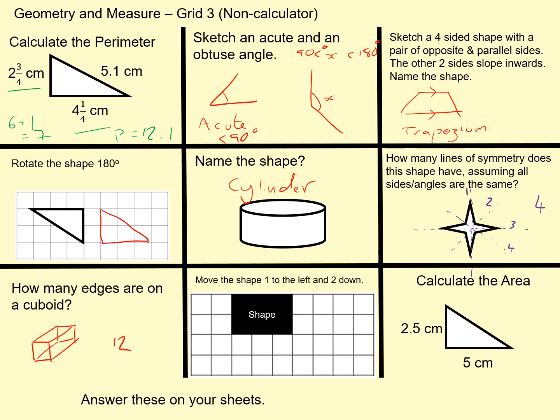Next up, this is actually just another way of asking translate this shape. So it says move the shape 1 to the left and 2 down. Always do this one point at a time because it's very easy to go wrong. So we're moving that point 1 to the left and 2 down. We'll then move this point 1 to the left and 2 down. We'll then move that point 1 to the left and 2 down. And we'll then move that point 1 to the left and 2 down. So the translated shape should end up here.